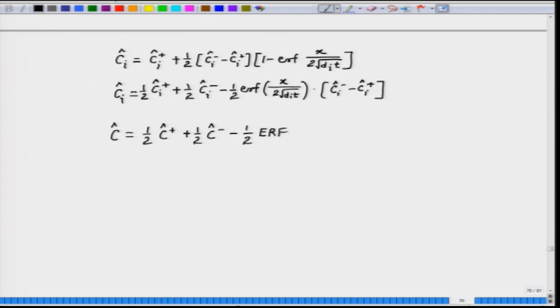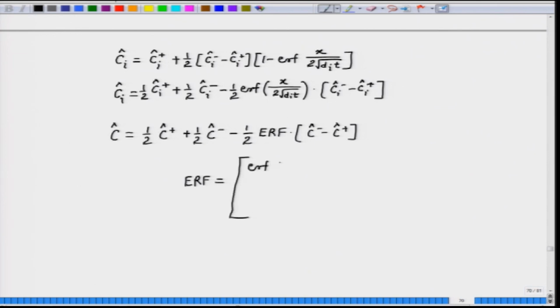ERF times (C cap minus minus C cap plus). ERF is a function that I will define. This ERF is nothing but a diagonal matrix defined by arranging the error function terms. You see the error functions are appearing in the solution for C i cap. These error function terms for different components are arranged along the diagonal of this matrix. So, the ERF matrix is defined as a diagonal matrix.